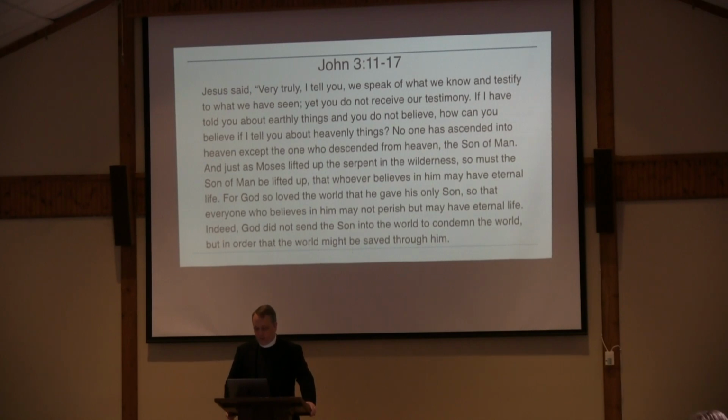For God so loved the world that he gave his only Son, so that everyone who believes in him may not perish, but may have eternal life. Indeed, God did not send the Son into the world to condemn the world, but in order that the world might be saved through him."